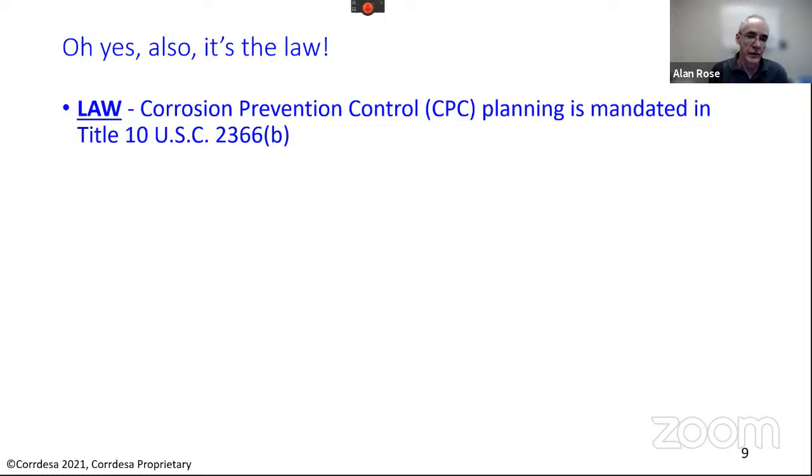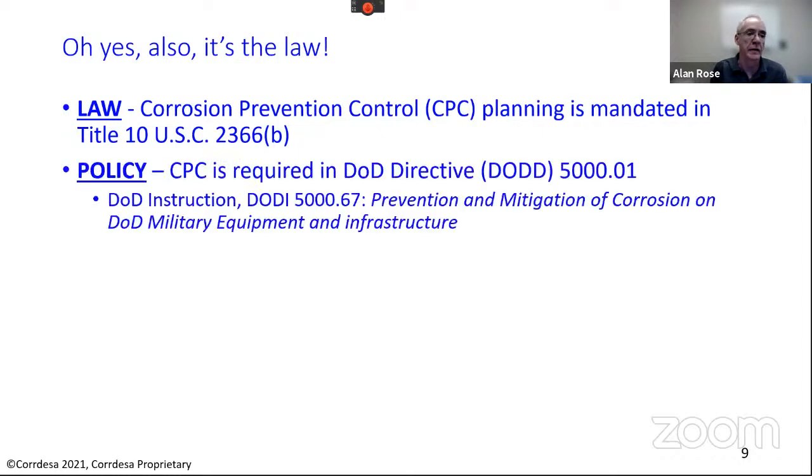Corrosion Prevention Control planning is actually mandated in the US code. And this flows right down to the vendors and designers who design and sell platforms, whether it's Lockheed or Boeing or GM or whatever. There are policies. The DoD has directives. It puts in place the policies, and then there are instructions on how to go do that, and specific instructions. One of them is the prevention and mitigation of corrosion on DoD military equipment and infrastructure.